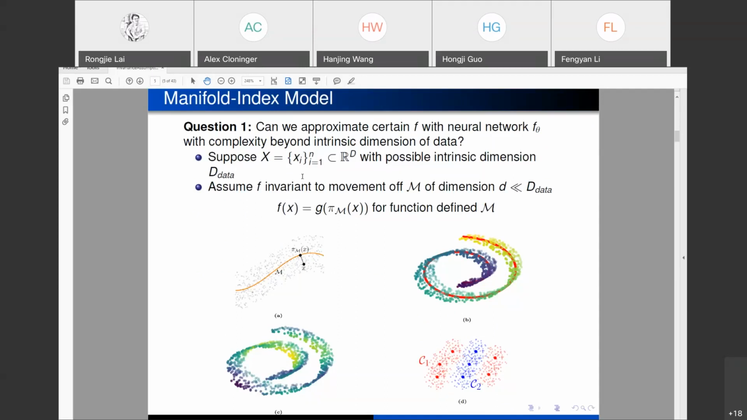Okay, so the setting here is you have a data set in R^D. We could assume that the data set is concentrated on, or near, a lower dimensional manifold, things like this. And we're going to assume that our function is actually invariant to movement off the manifold. Okay, so that's like invariant to noise off the manifold, invariant to group actions or something like this, right? And the question will be, how many parameters do we need to work in this setting, right?